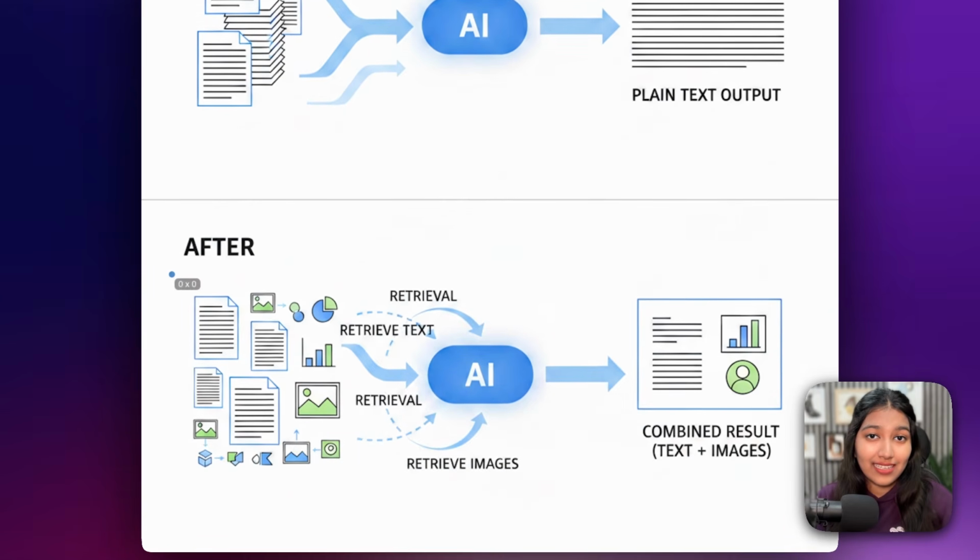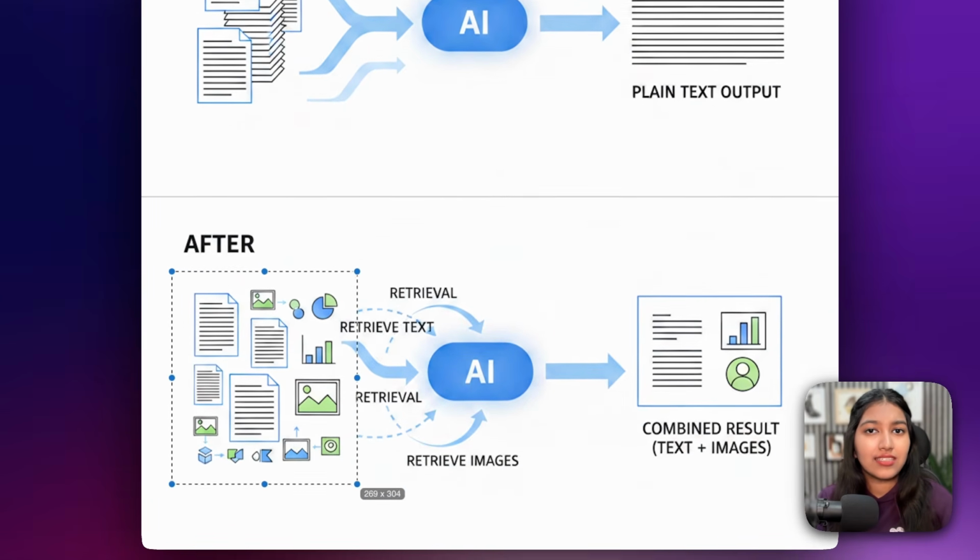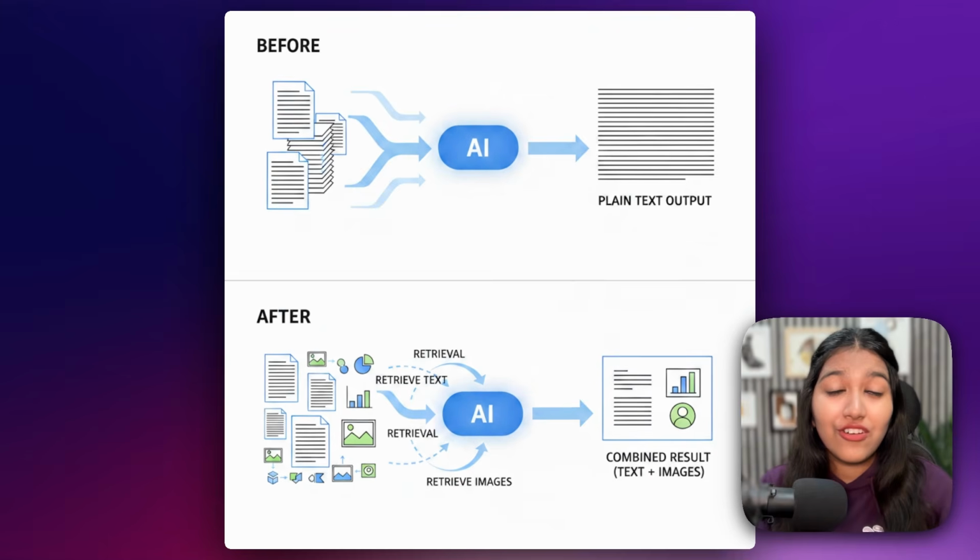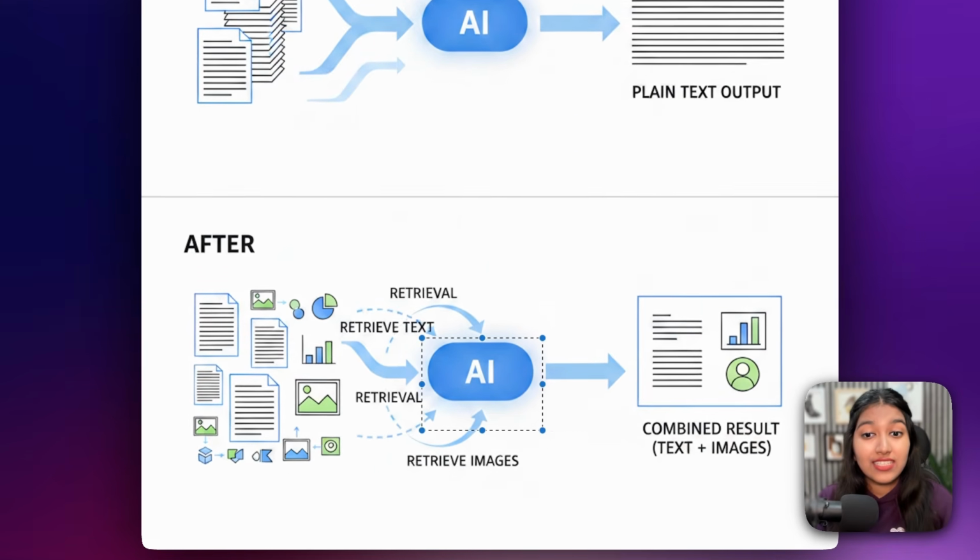But we all can agree data is not just limited to text. It is a combination of text and images. And that is where visual RAG comes into play. Visual RAG enables AI to retrieve text as well as images as a part of context to better help the user.